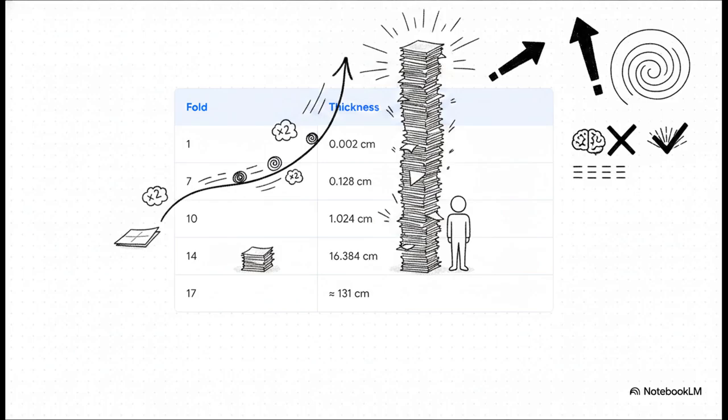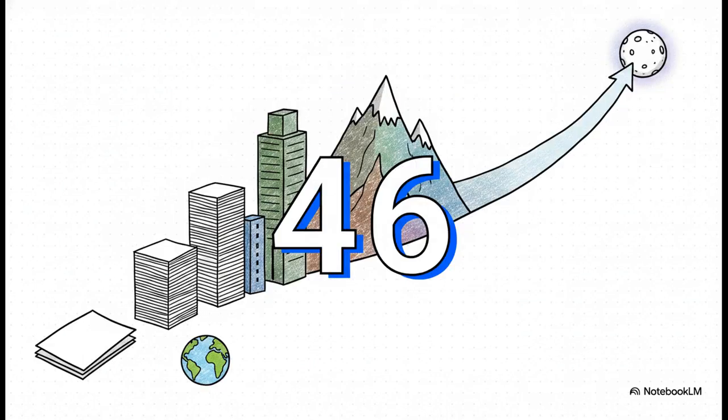By fold 17, that tiny fraction of a centimeter has absolutely exploded to about 131 centimeters. That's over 4 feet thick. See, our brains are super used to additive growth, where things just inch up step by step. But doubling, that scales up aggressively. And here is the truly shocking truth.